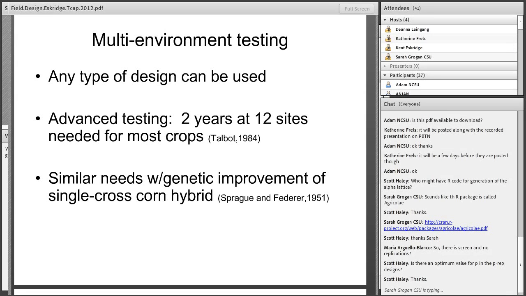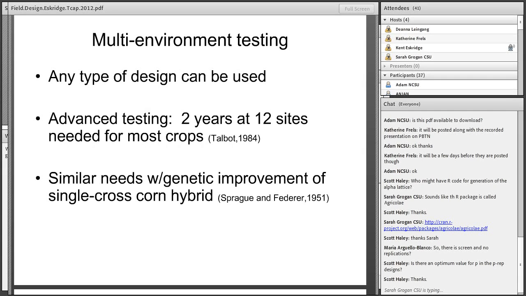Mike Talbot a number of years ago published a paper that said in most field crops, if you're going to use multi-environment testing, you probably need 12 sites to really get a good idea of how well your entry is doing in farmers' environments. And this kind of harks back to a paper written by Sprague and Fetter years ago, where they were talking about similar types of issues and how many replicates you need at a site and how many sites you need in order to maximize genetic improvement of single cross corn hybrids.